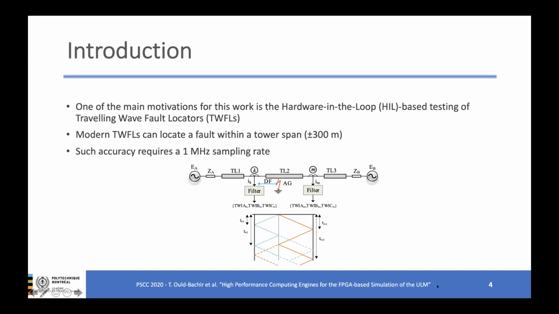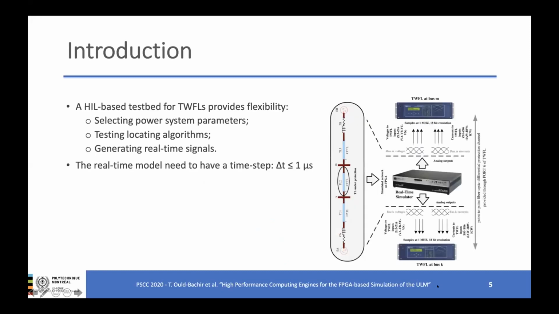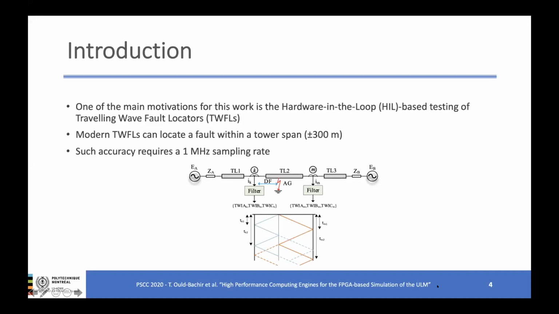So regarding the introduction, the main motivation of this work is probably the hardware in the loop testing of traveling wave fault locators. So this is a new technology that is present on the market where relay manufacturers are able to locate a fault on a line independent of its length with an accuracy of a tower span, that is 300 meters. So you can have a line of, let's say, 500 kilometers, and if a fault arrives, you can locate the fault very accurately by observing the time arrival.